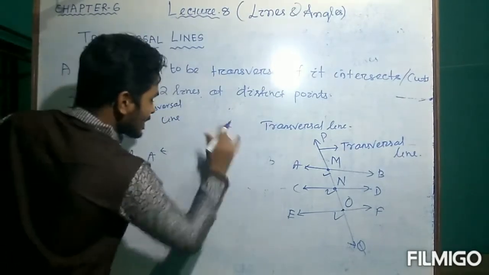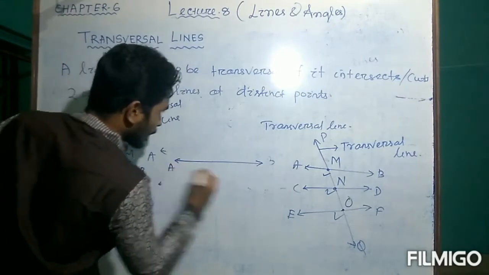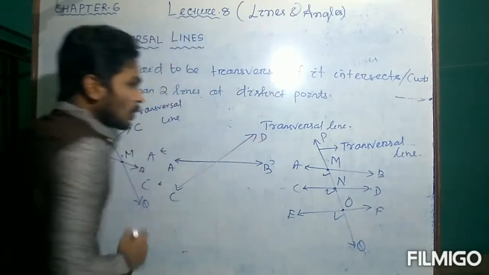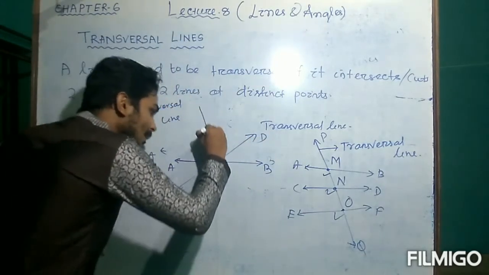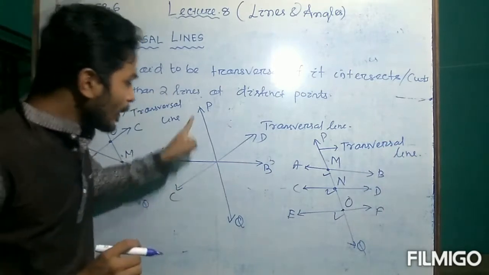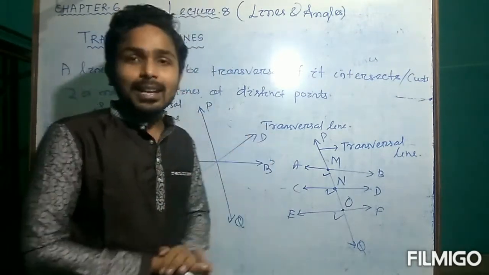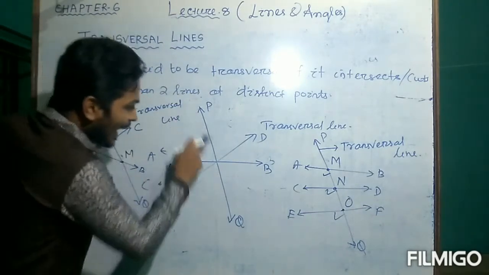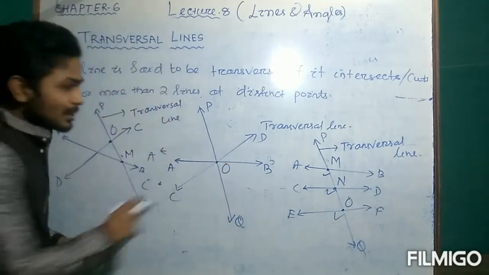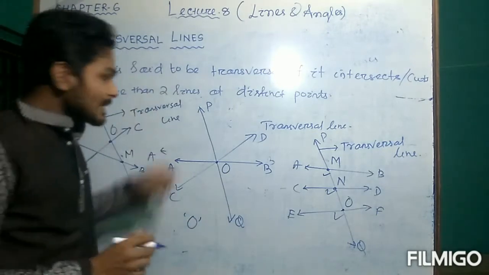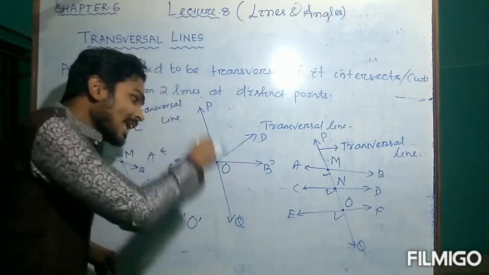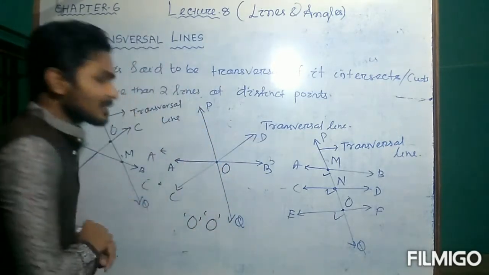Now, one more example let us take. Suppose there is a line AB. There is another line CD which intersects the line AB. Okay. Now, to these two lines, another line PQ intersects. Now tell me whether PQ is a transversal line or it is not a transversal line. Let us find. See, the line PQ intersects the line AB at a point, suppose O. So here the intersecting point is O. Similarly, that line PQ cuts the line CD at the same point O.